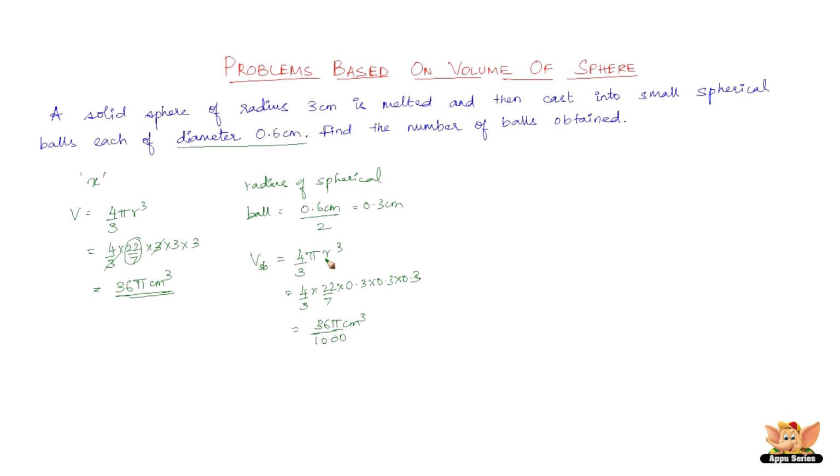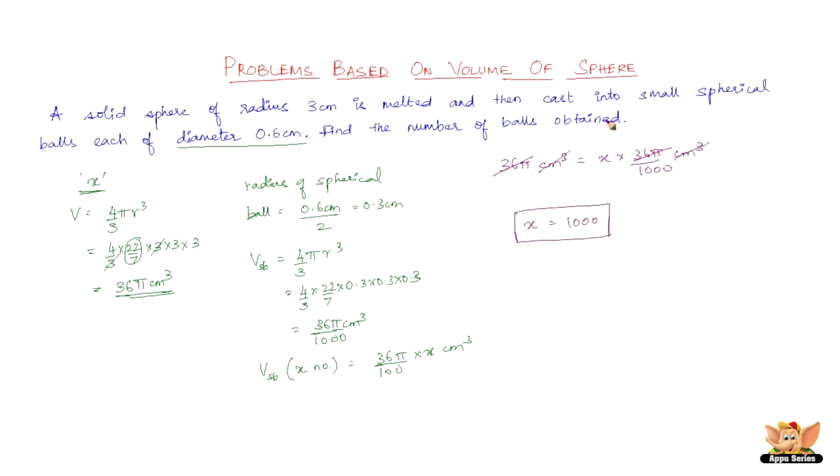So now, this is the volume of one spherical ball. So how many spherical balls are we going to make? We don't know. We've taken it as x. So the volume of x spherical balls will be equal to 36 pi by 1000 into x centimeter cube. So now all we have to do is equate the volume of the sphere, that is 36 pi centimeter cube, to x number of 36 pi by 1000 centimeter cube spherical balls. Now we just have to find x here. 36 pi, 36 pi gets cancelled. Centimeter cube gets cancelled. So x is 1000. That means we can make 1000 small spherical balls, each of diameter 0.6 centimeters. So hence 1000 spherical balls are obtained by melting the given solid sphere.